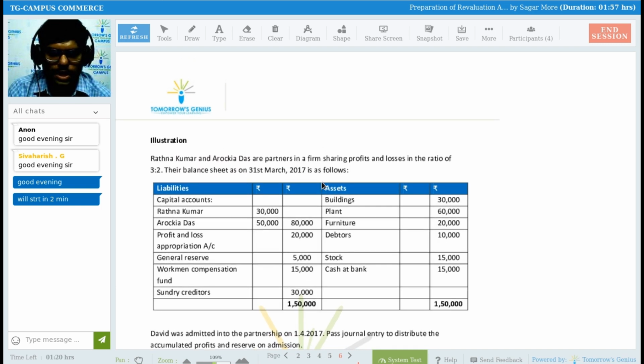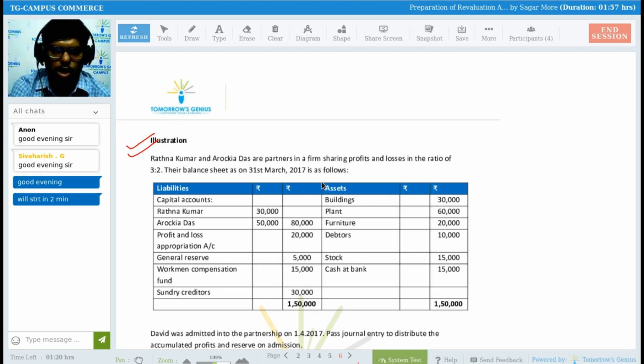Now it's the turn of Shivarish. See, Shivarish, a proper question is given to you. Everything, assets and liabilities, is given, right? But I'm not going to focus on every asset and every liability. What I need to do is find out where the reserves are in the balance sheet, and whether there are any losses in the balance sheet. Accordingly I need to pass the journal entry.